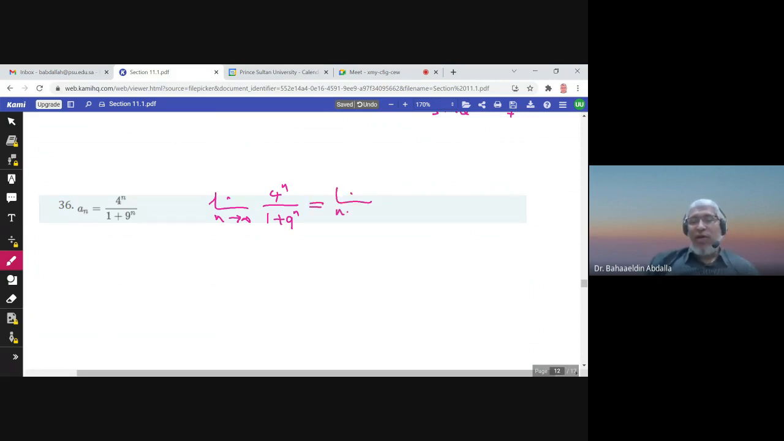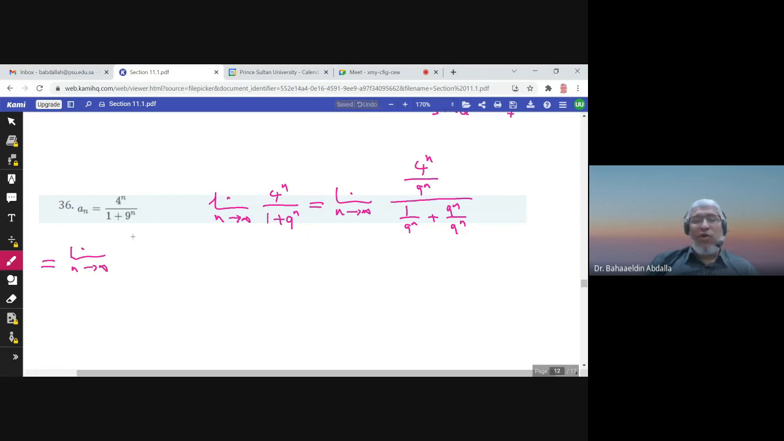If you divide by the highest number here, now 4 to the power n, 9 to the power n, which is greater? 9 to the power n is greater. So if I divide the numerator and the denominator by 9 to the power n, okay, what would I get?